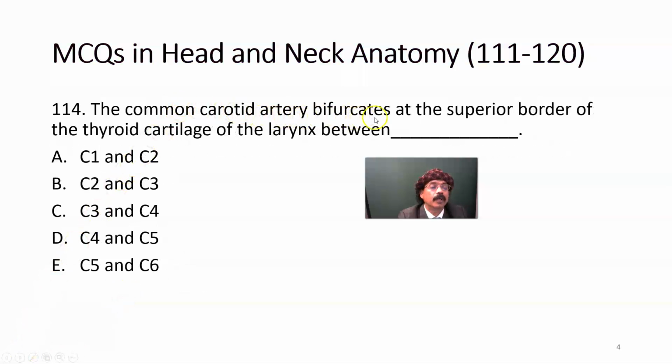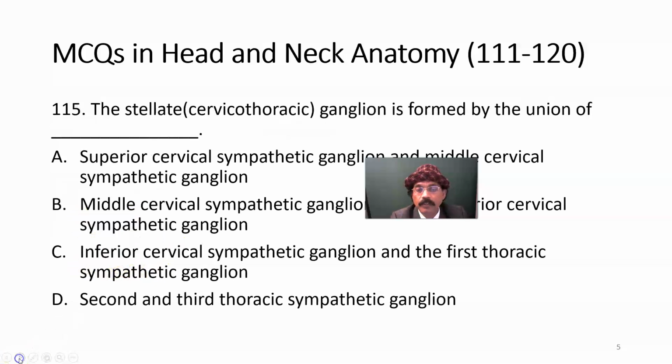The common carotid artery bifurcates at the superior border of the thyroid cartilage of the larynx, between what? C1 and C2 cervical vertebral level, C2 and C3, C3 and C4, C4 and C5, C5 and C6. Answer should be C3 and C4. Okay, that is the answer.